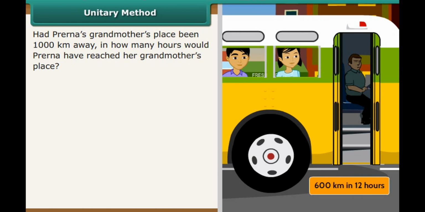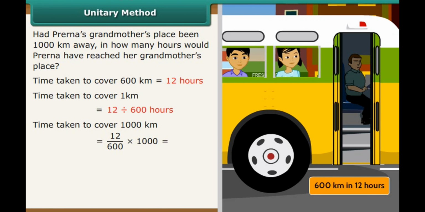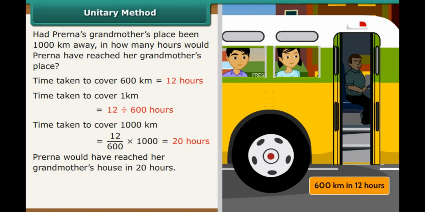Had Prerna's grandmother's place been 1,000 km away, in how many hours would Prerna have reached her grandmother's place? Time taken to cover 600 km is equal to 12 hours. Time taken to cover 1 kilometer is 12 divided by 600 hours. Time taken to cover 1000 kilometers is equal to 12 upon 600 into 1000, which equals 20 hours. Prerna would have reached her grandmother's house in 20 hours.